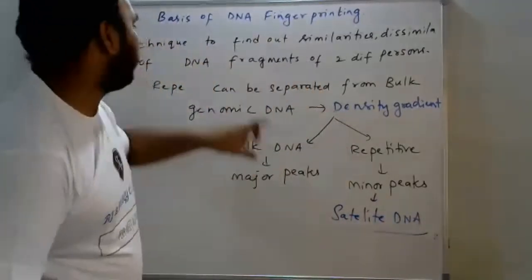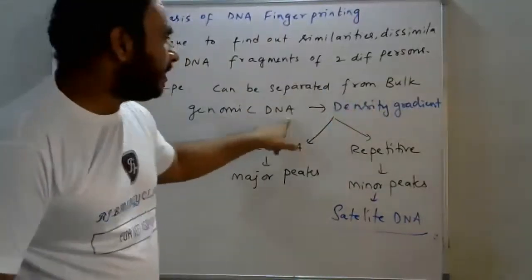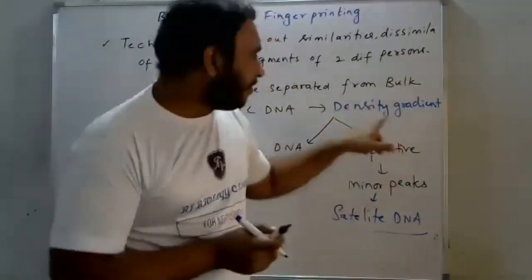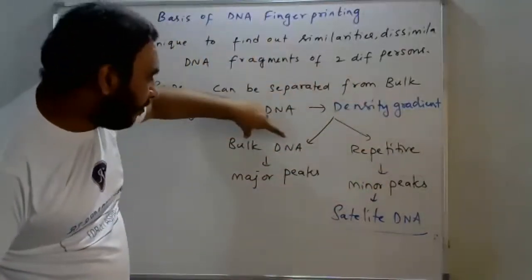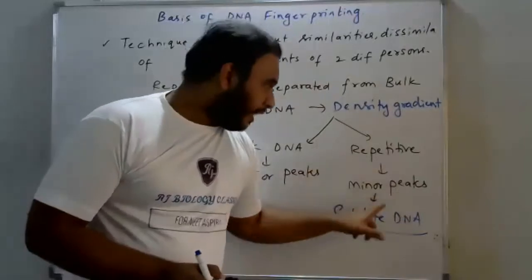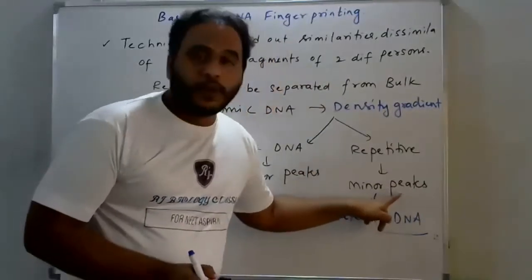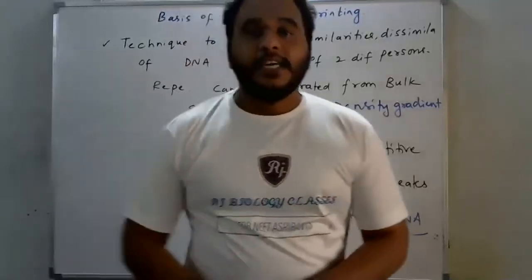Hope you understood. The repetitive sequences can be separated from the bulk genomic DNA by which gradient? Density gradient. The bulk DNA will form major peaks, and the repetitive sequences will form minor peaks, and those repetitive sequences which form minor peaks are nothing but satellite DNA.